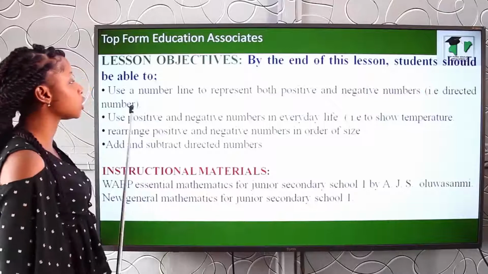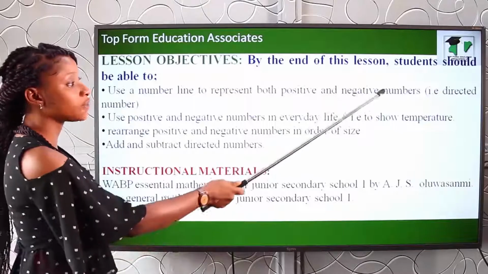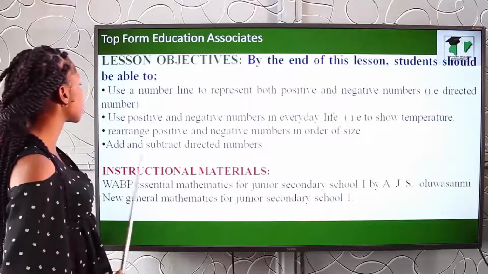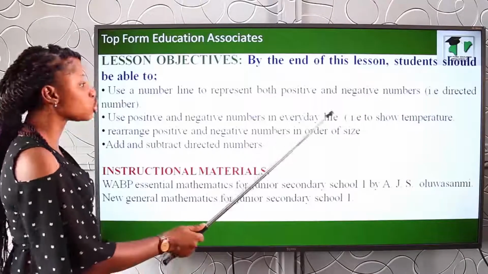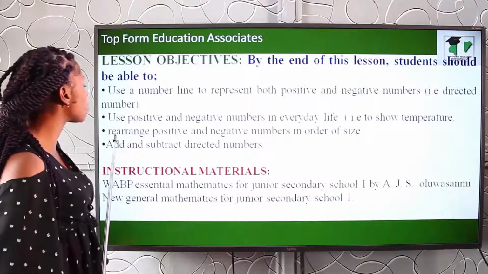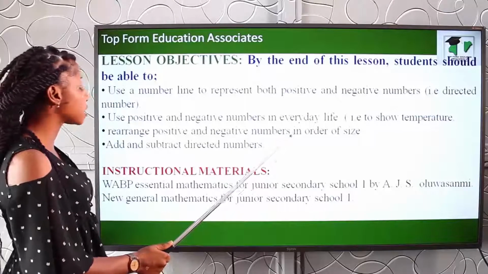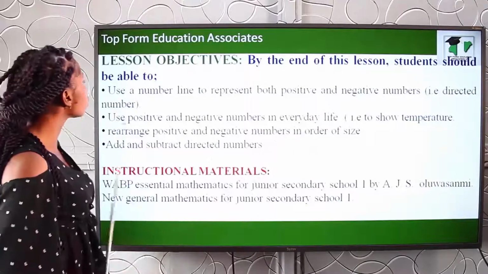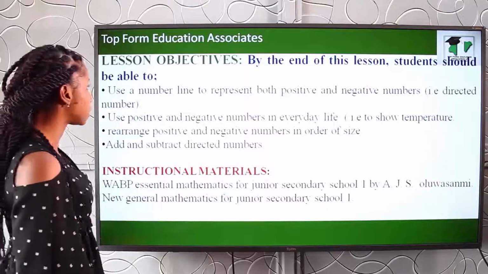By the end of this lesson, you should be able to use a number line to represent both positive and negative numbers. Positive and negative numbers are also known as directed numbers, okay? You will also be able to use positive and negative numbers in everyday life to show temperature and other things. You should also be able to rearrange positive and negative numbers in order of size, that is, from the biggest to the smallest, in ascending or descending order. Also, by the end of this lesson, you should be able to add and subtract directed numbers.